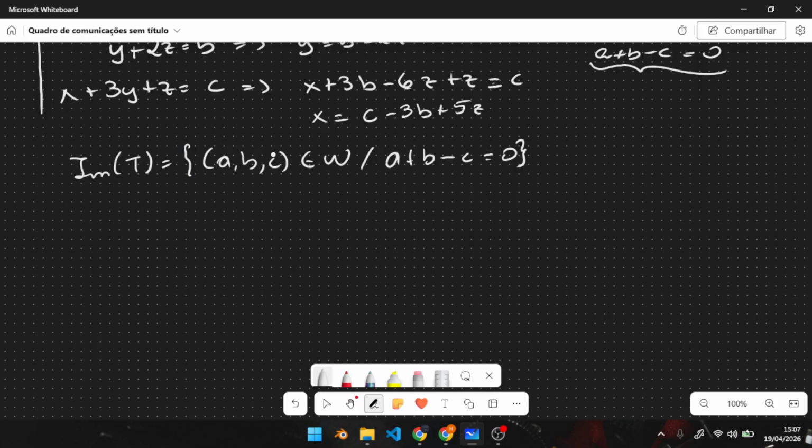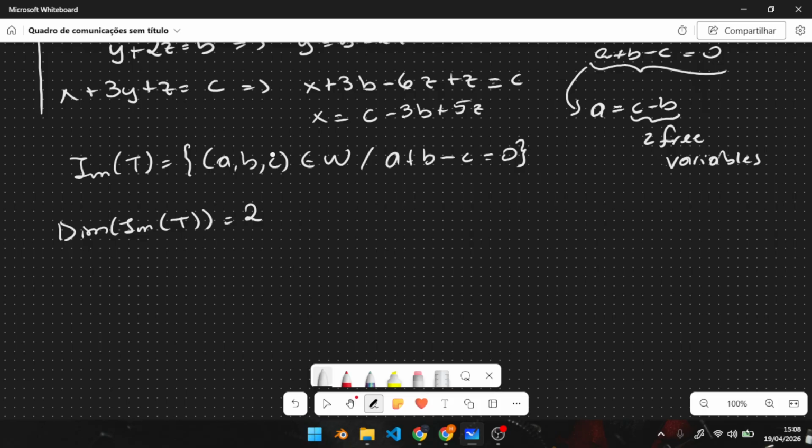Dimension of the image. Again, let's see how many free variables you have. If we isolate a, you're going to have that a is c minus b. Here we have 2 free variables. So that means the dimension of the image of the transformation T is 2. Bases. Again, we're just going to have to assume a value for the free variables. So let's suppose c equals b equals 0. You're going to have one of the bases.